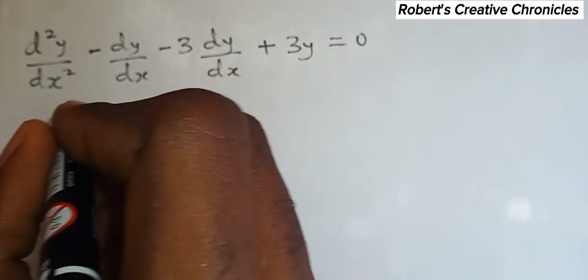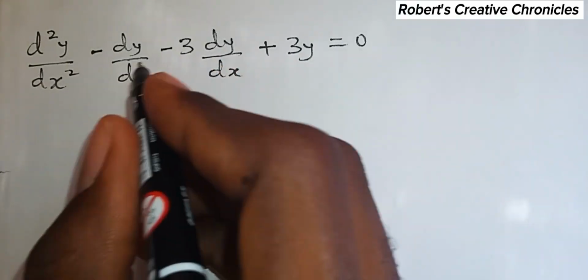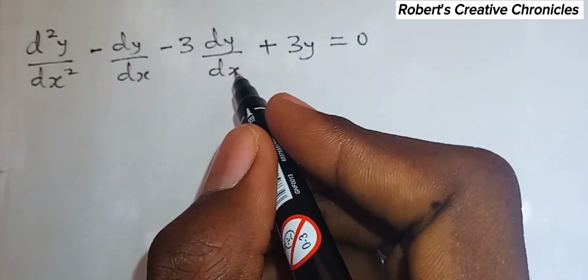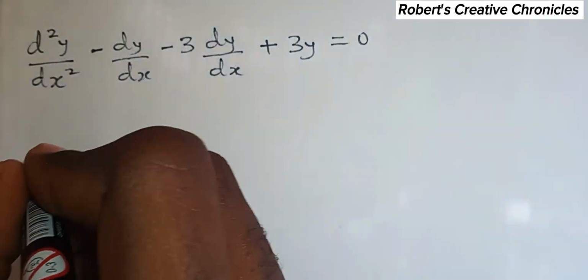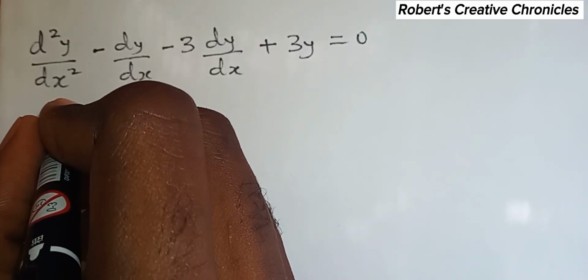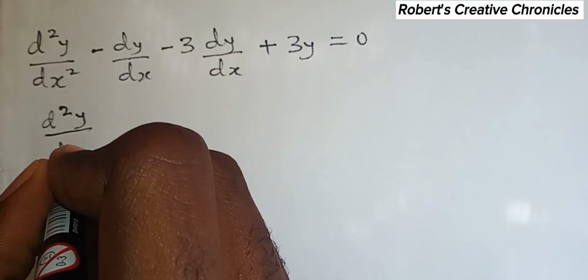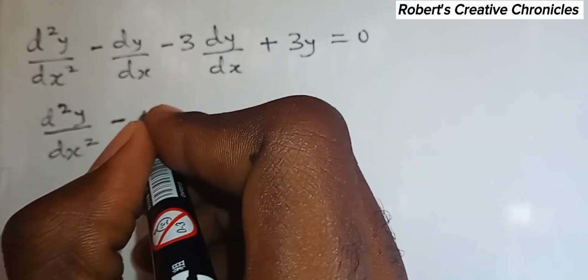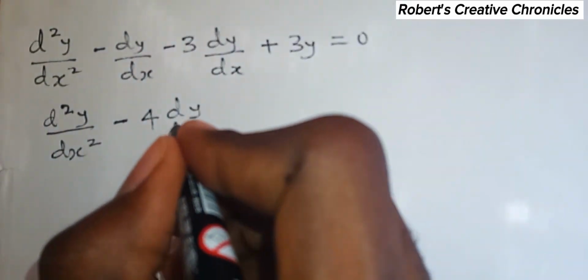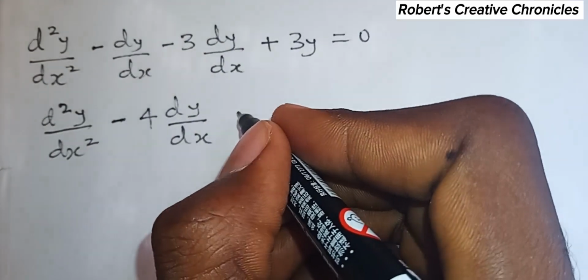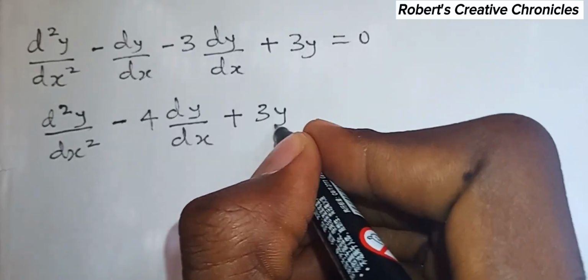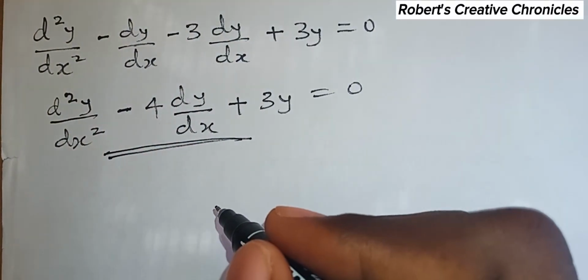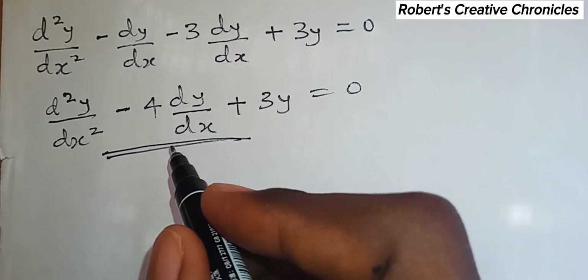Then we'll compute this. Negative 1 dy over dx, negative 3 dy over dx is negative 4. So we'll have d squared y over dx squared minus 4 dy over dx plus 3y equals 0. So here is my final answer. This is the final answer of the A part.